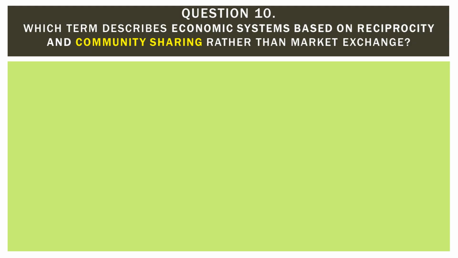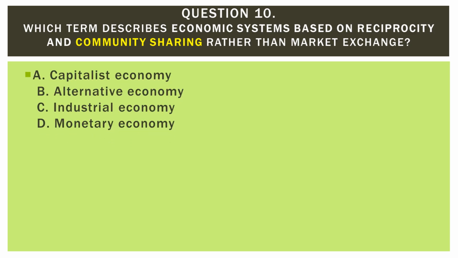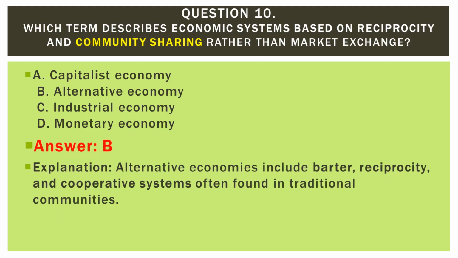Question 10. Which term describes economic systems based on reciprocity and community sharing rather than market exchange? A. Capitalist economy. B. Alternative economy. C. Industrial economy. D. Monetary economy. Answer, B. Explanation: alternative economies include barter, reciprocity, and cooperative systems often found in traditional communities.